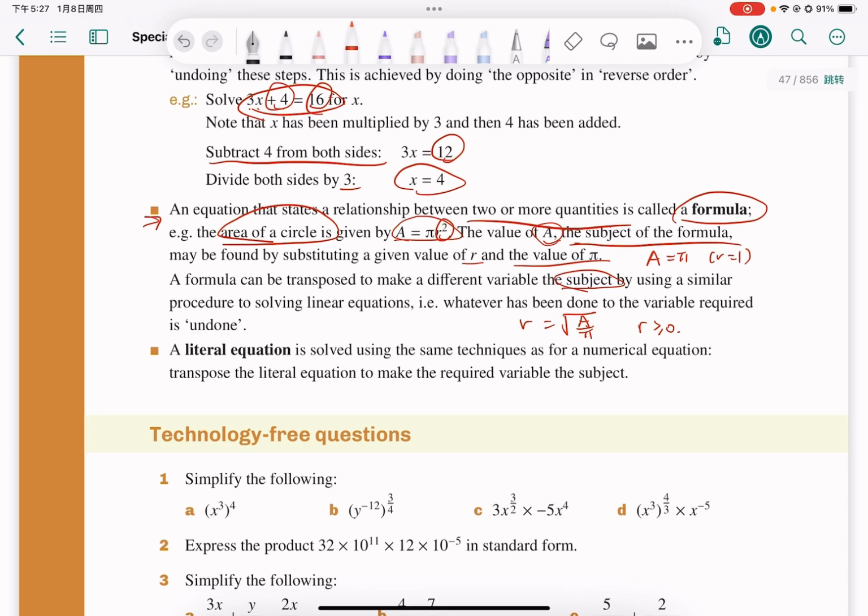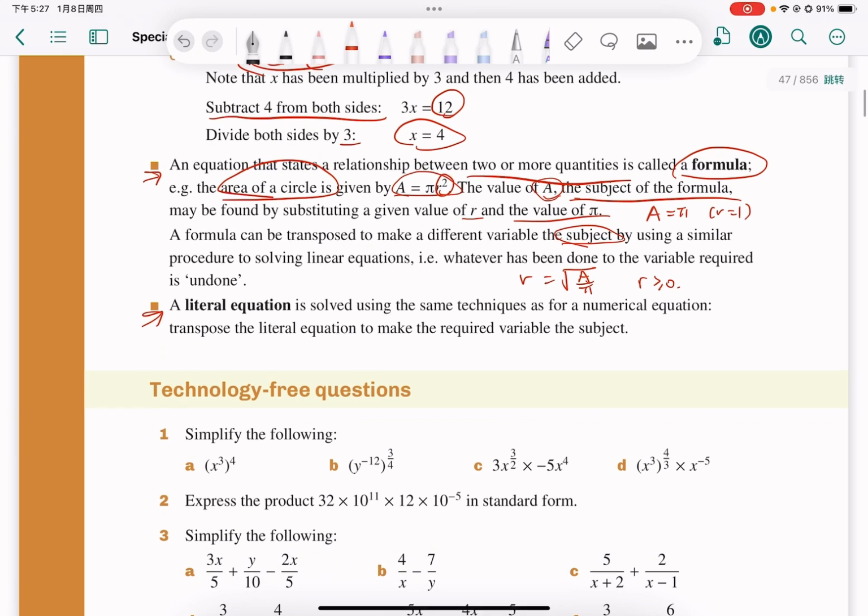Okay. The last dot point, a literal equation, is solved using the same technique as for a numerical equation. So a literal equation is something like this one, or something like this. This is the area for the triangle, right? So this is called the literal equation. So literal equations are equations that have more than one variable, and instead of numbers, you have b and h. So there are letters.